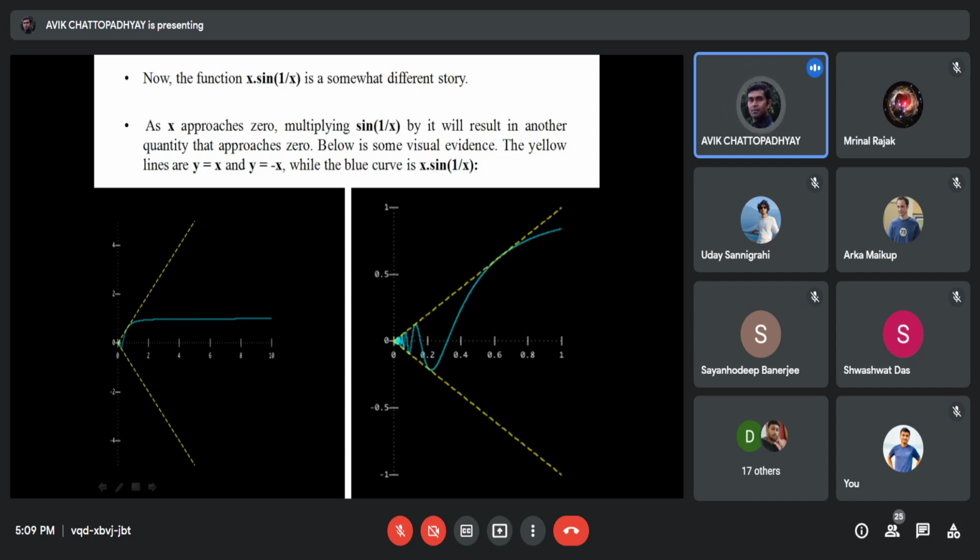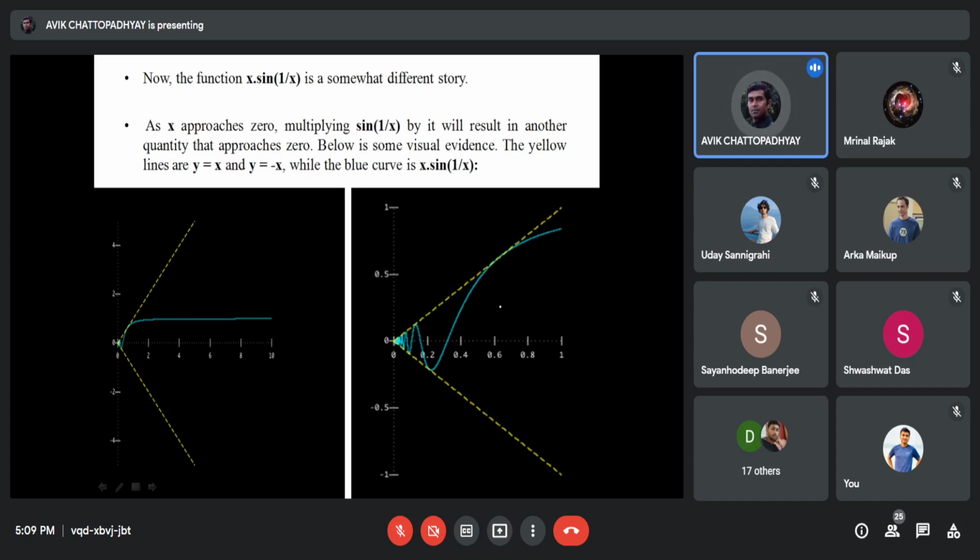As x approaches 0, you are basically multiplying, and the quantity is also approaching 0. The multiplied value will also approach 0. And this oscillation will be guided by these two lines. It is bounded, it cannot move beyond that, like in our previous case, the sin x by x case.